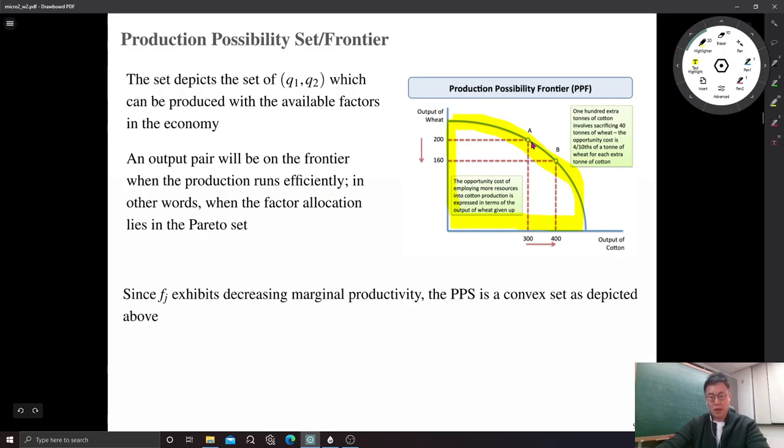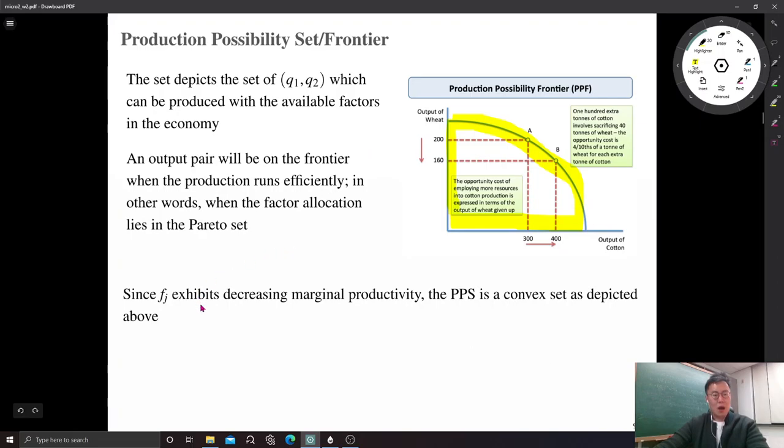So think about point A. Here there is no way to increase output 1 without decreasing output 2. So that is consistent with the notion of Pareto efficiency. So in this sense, production is efficient. In other words, factors are allocated efficiently. So the factor allocation lies in the Pareto set. Right? So that is related to Pareto set in the attribute box.